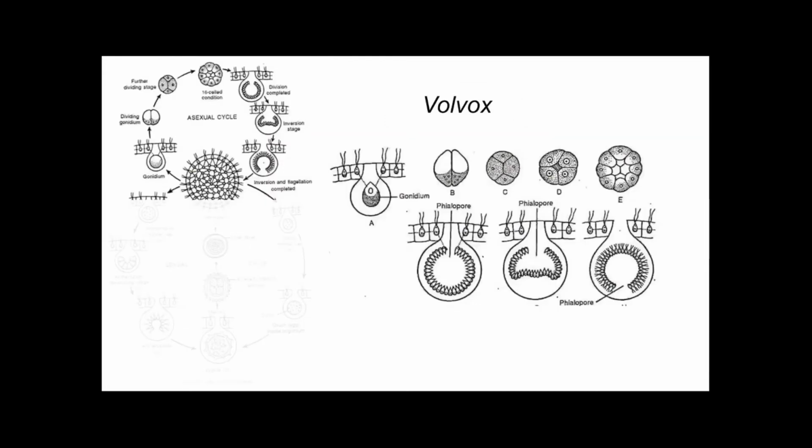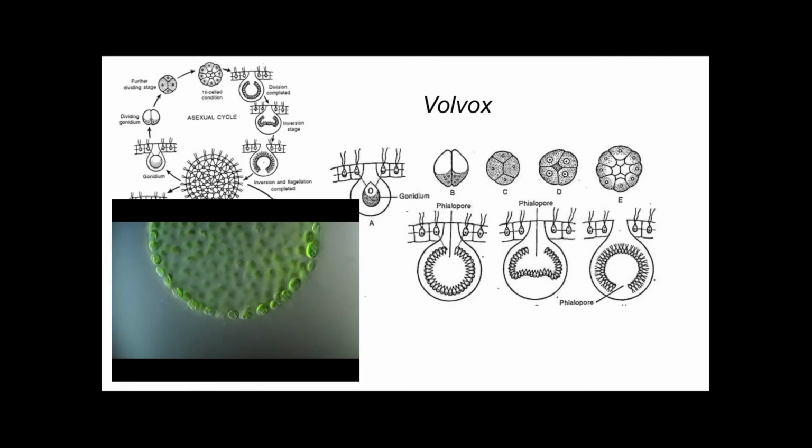Let's look at the asexual cycle of Volvox. You can see that inside these little regions within the colony of Volvox that makes a little sphere, there are these little areas, these little spaces where you have gonidia. Those gonidia contain cells that will reproduce through mitosis and form a sphere of cells. That sphere with an opening, the phialopore, will invert itself and expose the flagella to the outside.